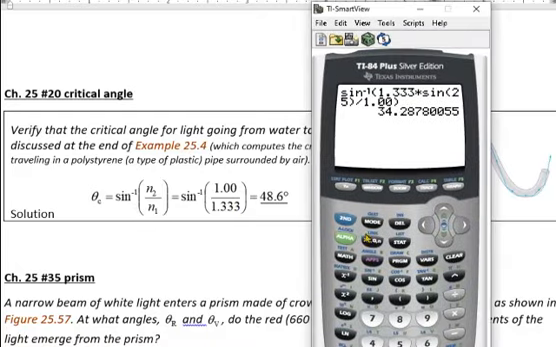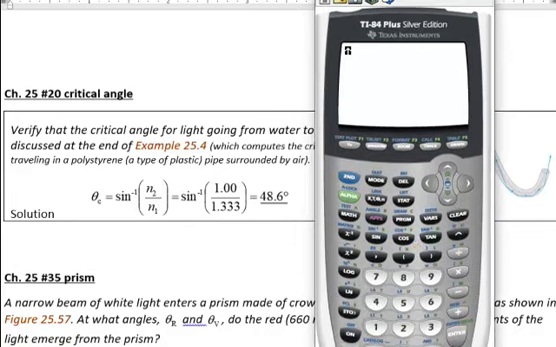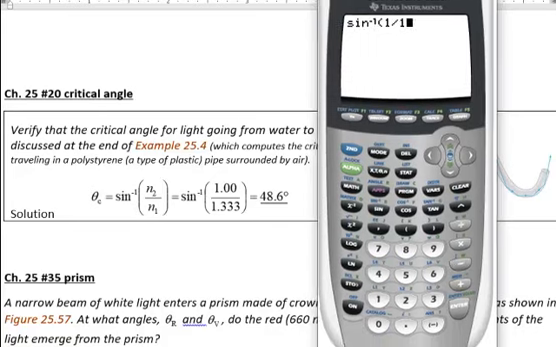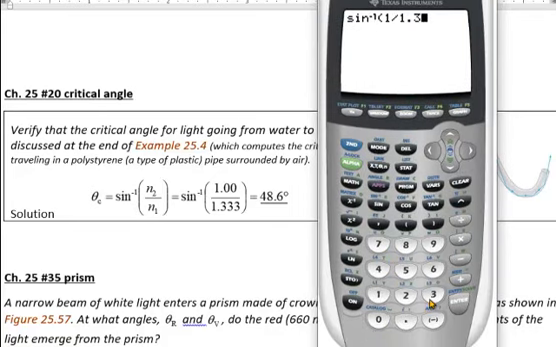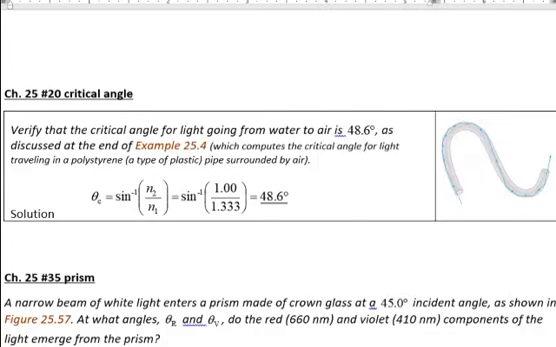So the way this one works, oh, look at that, I still have that from the other calculation. So I'm going to go here, there we go, and you know what, I'm just going to start over. Inverse sine of 1.00 divided by 1.333 parentheses, and I come up with 48.6 degrees. I'm just going to look at this one here very quickly, the original problem, or the original example.